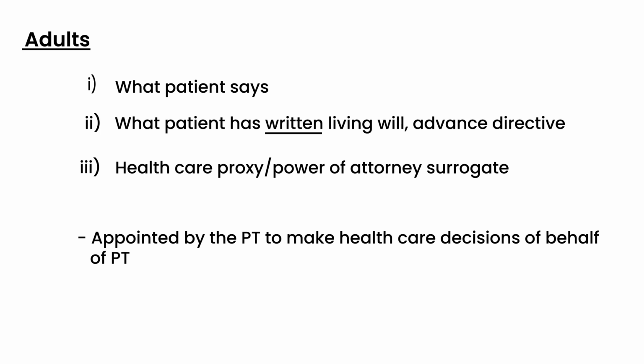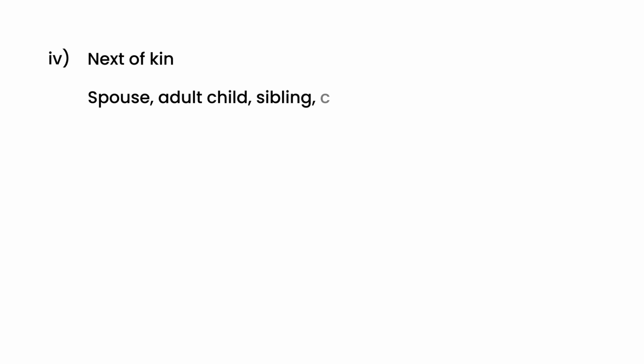So patient is intubated, patient is unable to speak, patient does not have anything written, then you go to number 3. Who's that healthcare proxy, surrogate, power of attorney? Now what happens if there's no proxy or power of attorney? Then you go to the 4th, which is next of kin. Next of kin most commonly means a relative. Most common types of relatives are spouses, an adult child of the patient, a sibling, brother or sister, and sometimes a close friend if there's absolutely no other family around.